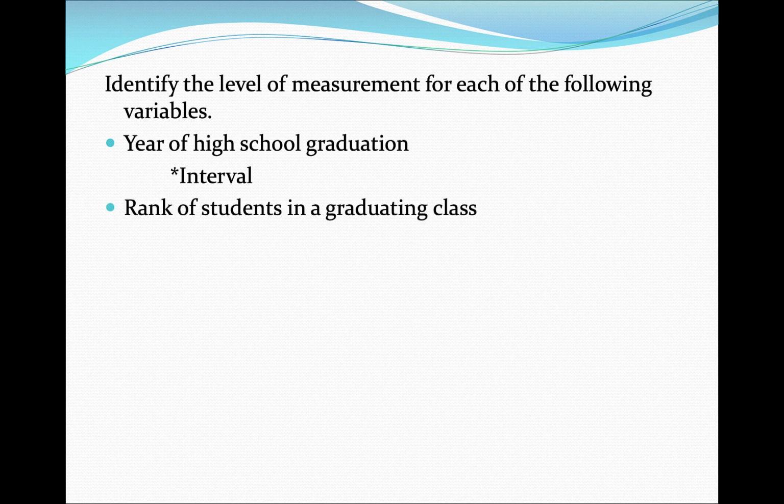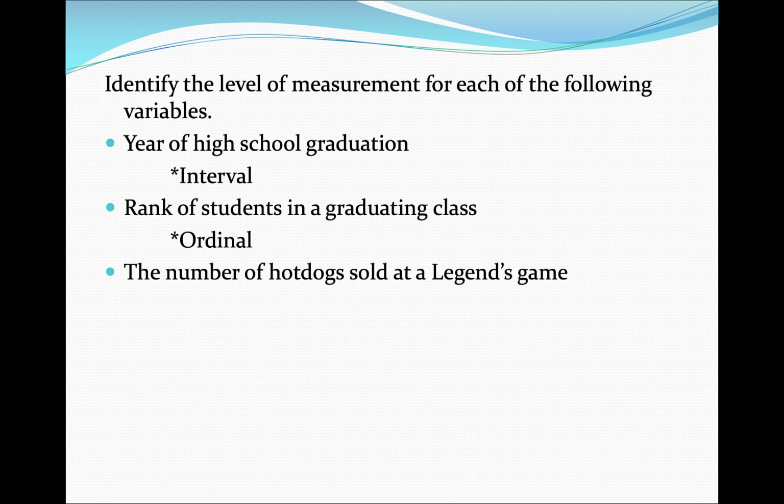Rank of students in a graduating class. Honestly, if you read the first word and it says rank, that will tell you there is an order. But if it's only a rank and there are no meaningful differences between the two, then that is what an ordinal level of measure is. An ordinal level is always that scenario where you have a relative comparison. You know who's first, second, third, but you don't have meaningful differences between those outcomes. So anytime you have a ranking, it's going to fall into that ordinal category.